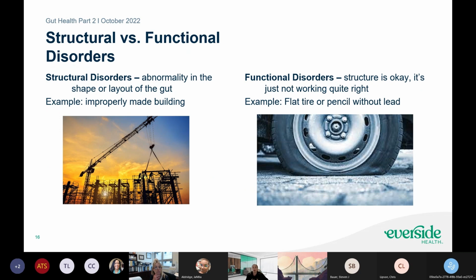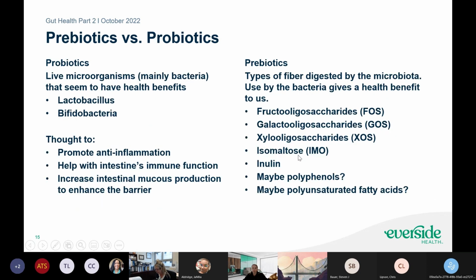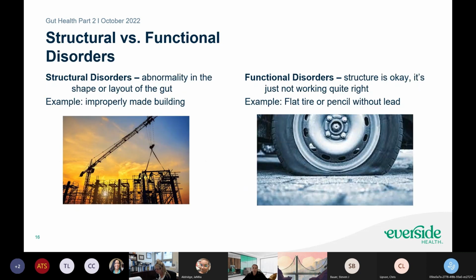Backtracking, we are looking at functional disorders today. Structural disorders are more like the building structure. If there's something wrong within, the building's going to fall apart. Functional disorders are more like a flat tire or a pencil without lead. There's something functionally wrong. You might not have a nail in the tire. You just might be cold outside and you're losing air, whatever. But there's something wrong. Your tire's flat.